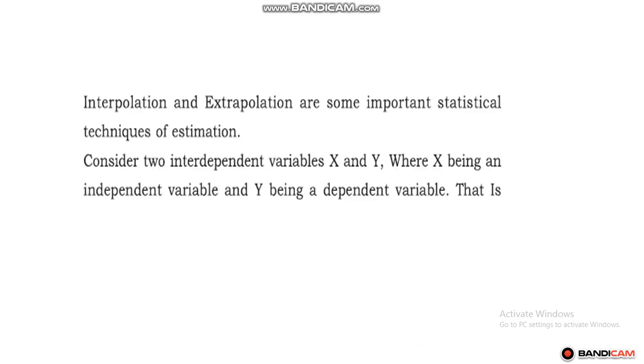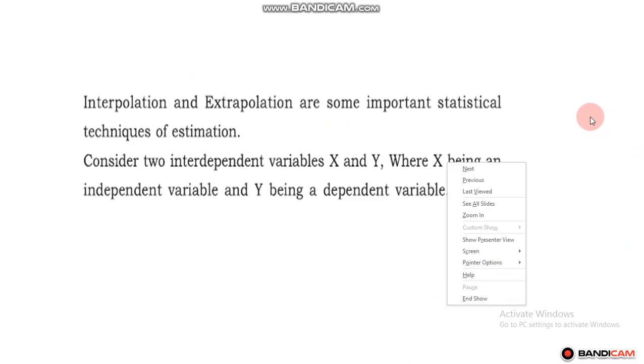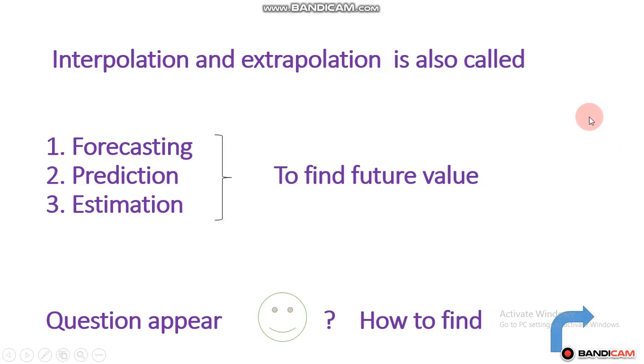See, interpolation and extrapolation are important statistical techniques of estimation. Look at the word: estimation. Estimation is also called prediction, and also called forecasting. There are three words: forecasting, prediction, estimation. All these words mean to find a future value. So how do we find a future value?